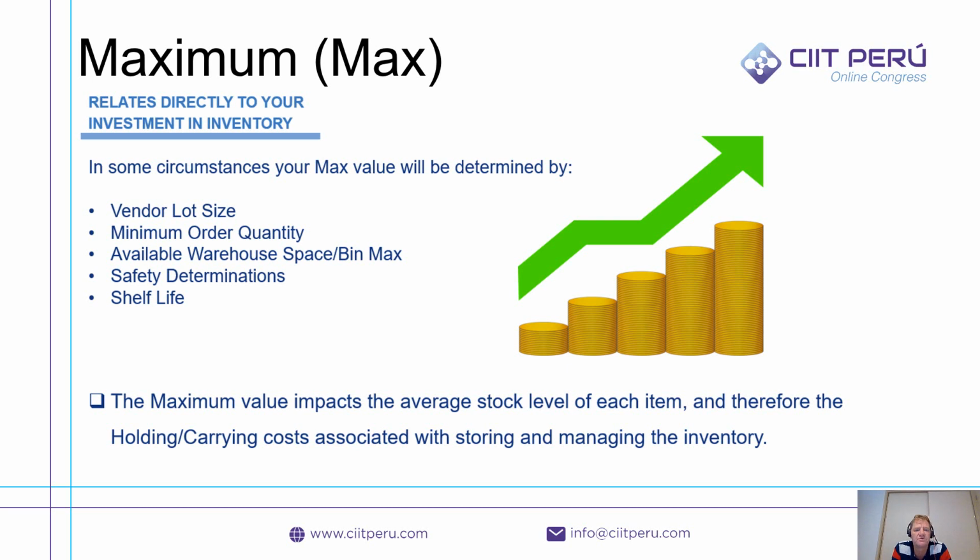So the maximum, in some circumstances, your max value will be determined by things other than the economic order quantity. Things like vendor lot size. A supplier or vendor may have a minimum order quantity. Space in your warehouse, safety. You can only store a certain amount of gas bottles in one area for safety. Things like shelf life. So the maximum value impacts the average stock level of each item and therefore affects the holding and carrying costs associated with storing and managing the inventory.